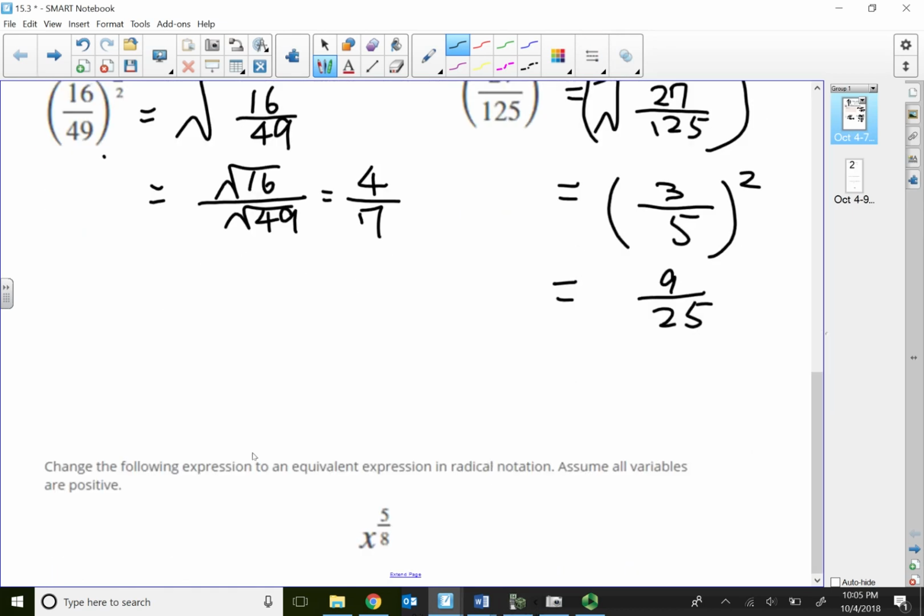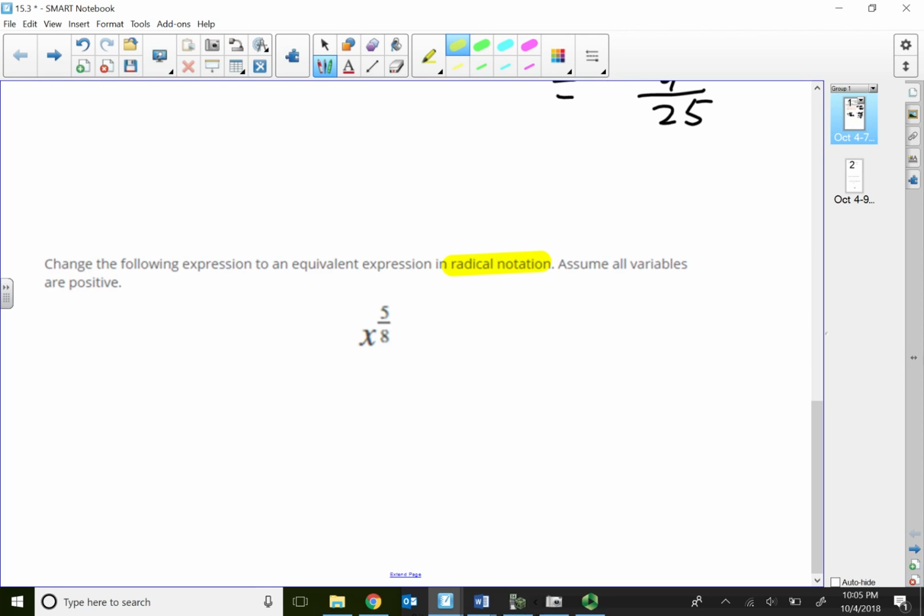All right, change the following expression to an equivalent expression in radical notation. So I need to write this fraction exponent in radical notation, again assuming all variables are positive. Remember I mentioned that back in 15.1, saying the principal square root should be a positive answer and the negative ones. So often we will assume all the variables are positive because we just want to look at one of them rather than both of them.